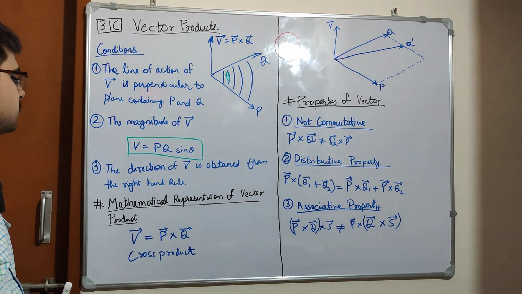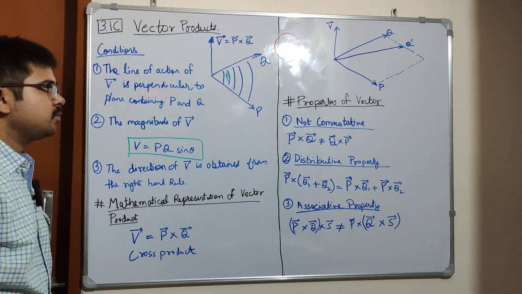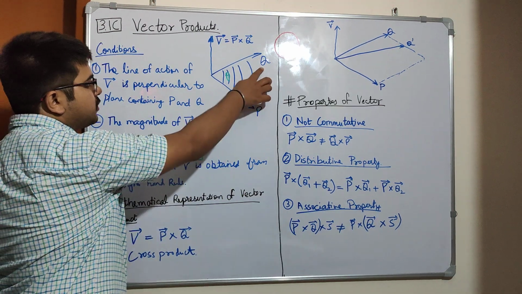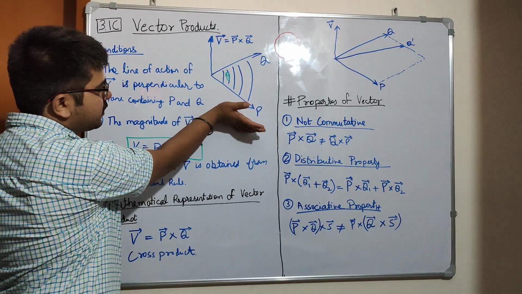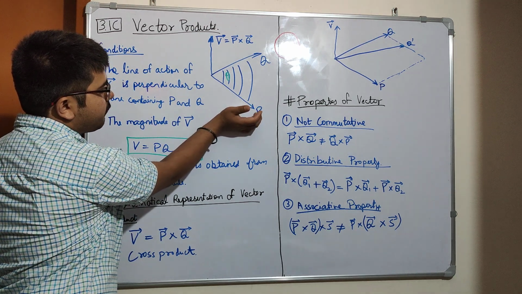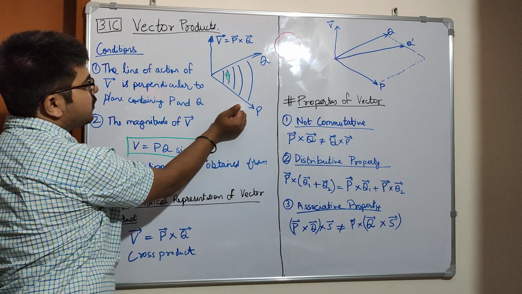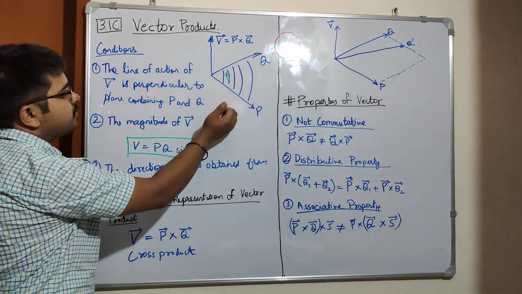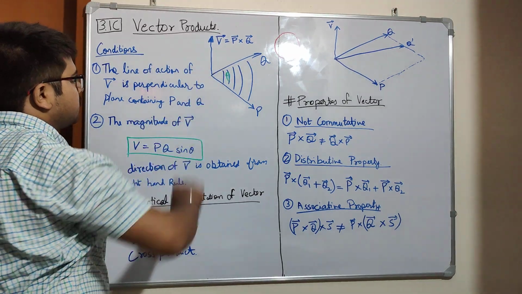Then the third condition is that the direction of v vector is obtained from the right hand rule. So what is the right hand rule? If you have to do p cross q vector, then put your hand in the position of p vector and curl your fingers towards q. So I'm curling my fingers towards q, then it will come out of the plane of paper. So that will be the direction of v vector.